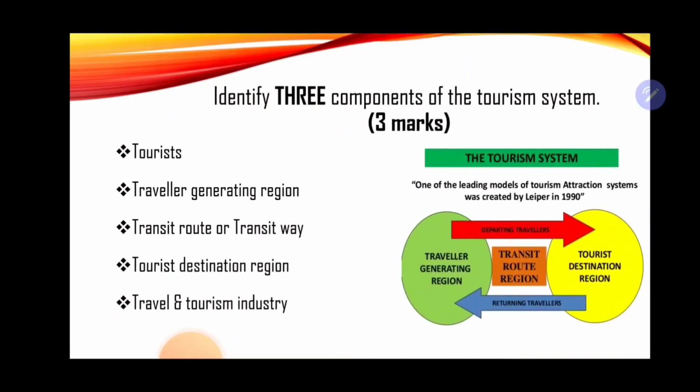Next question. Identify 3 components of the tourism system. Now, this system is by Leiper, 1990, and the components are tourist, traveler generating region, transit route or transit way, tourist destination region, and travel and tourism industry, right? All of those are components of the tourism system. So identifying any 3 would have given you your 3 marks. Sometimes a question may ask you to state the components. That time you know that you'll be required to do more than just identify, but to elaborate a little.